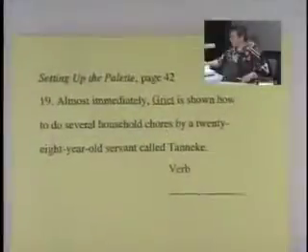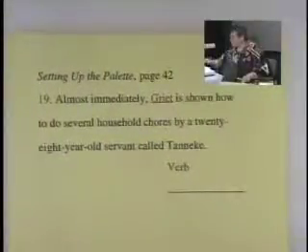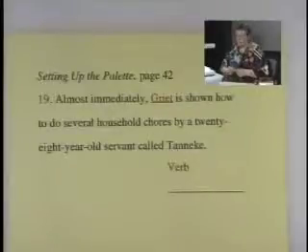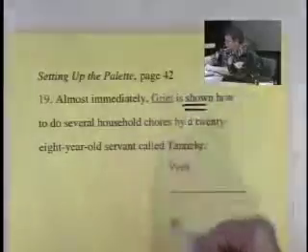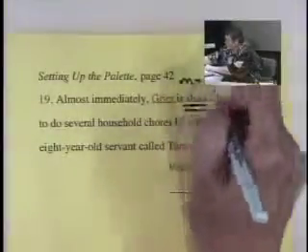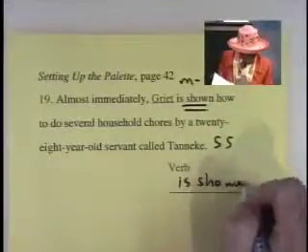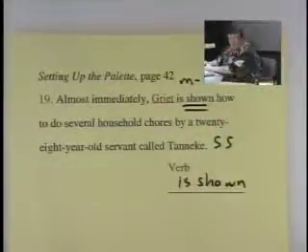Let's try another one. Almost immediately, Greet is shown how to do several household chores by a 28-year-old servant called Tanika. So there are two servants in that household. Tanika is one, Greet is going to be the other. Yvonne, if Greet is the subject, where's your verb? Is shown. What kind of a clause? Main clause. What kind of a sentence? Simple sentence. And is shown is your verb. Question? Good, because that's exactly right.